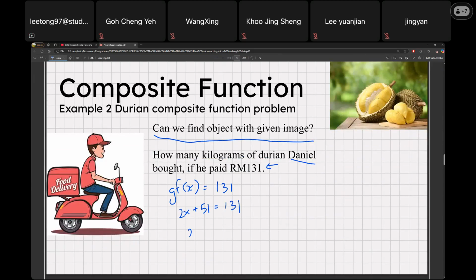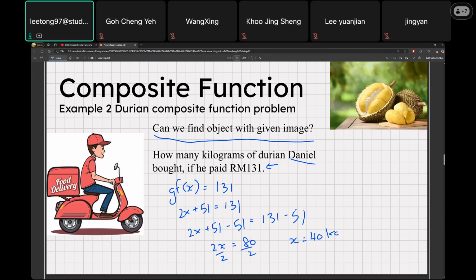So we minus away the 51 from both sides. What will be this? 80. So divided by 2, x will be 40 kg. So Daniel bought 40 kg of durian and he paid 131.